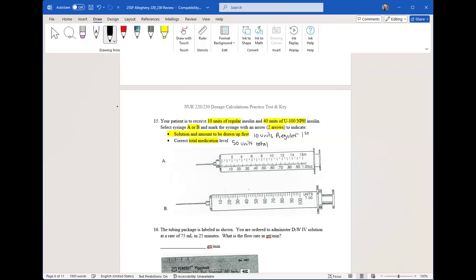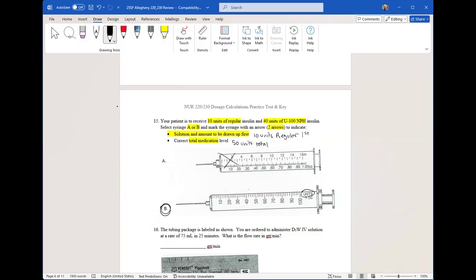Now, where that regular is important. When you're choosing the syringe, this is the same kind of picture we've been using for years, but you want to look for where it says units. That tells you which syringe to use. So don't use this syringe. That doesn't tell us units, it tells us CCs. Insulin's always measured in units, so we just need to know how many units.